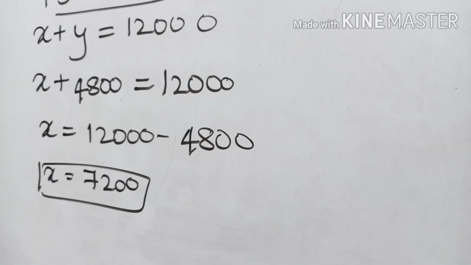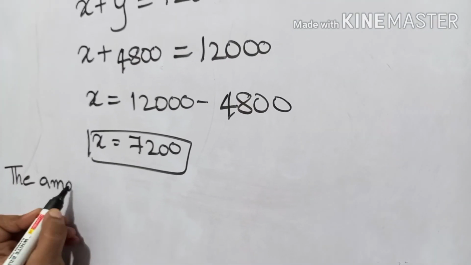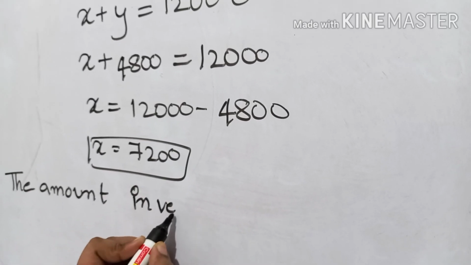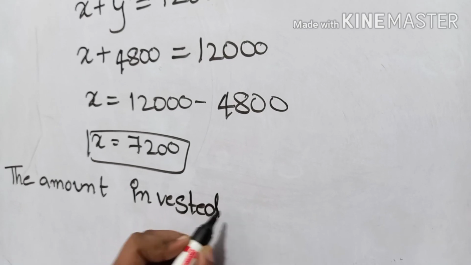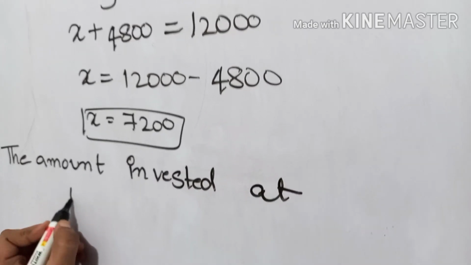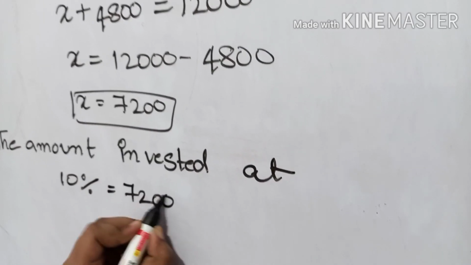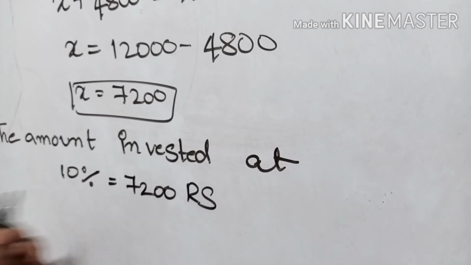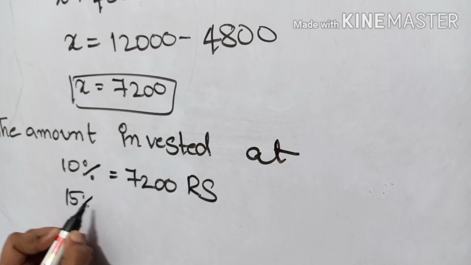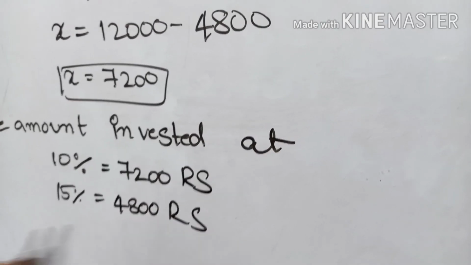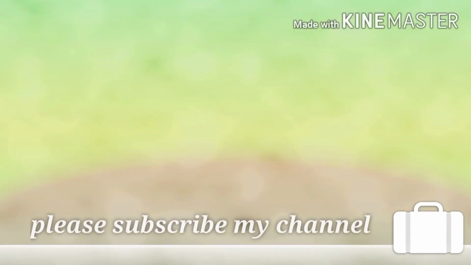Therefore, the amount invested at 10% is 7,200 rupees and at 15% is 4,800 rupees. Completed.